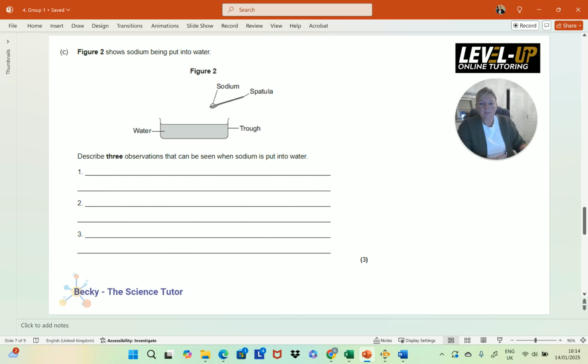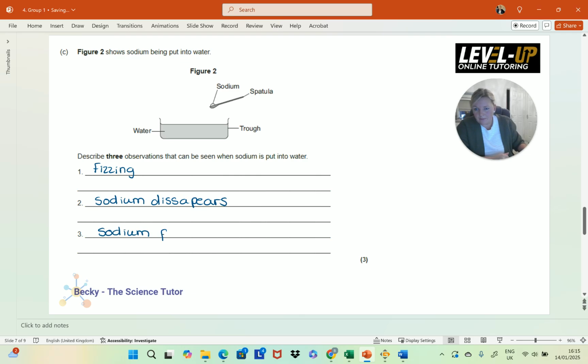So 3 observations that can be seen when it's put into water. Okay, we're going to see fizzing. Fizzing or bubbling, however you describe it, it's producing that hydrogen gas. We can say that what we're putting in, the sodium, will disappear. And we can also say that the sodium is going to float because of its low density.